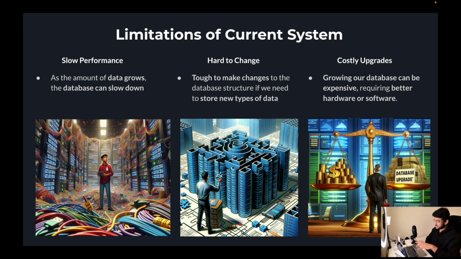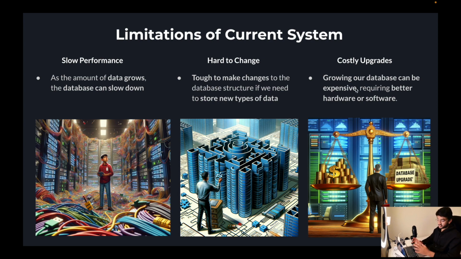The next slide is about limitations of the current system. Slow performance is the first issue. As the size of the data grows, a relational database performs a little slower. The second challenge is that it is hard to change. If a new type of data comes into the picture, let's say you want to add the family of the players, you need to add chains and linkages to all the other tables inside the system. Next is costly upgrades.